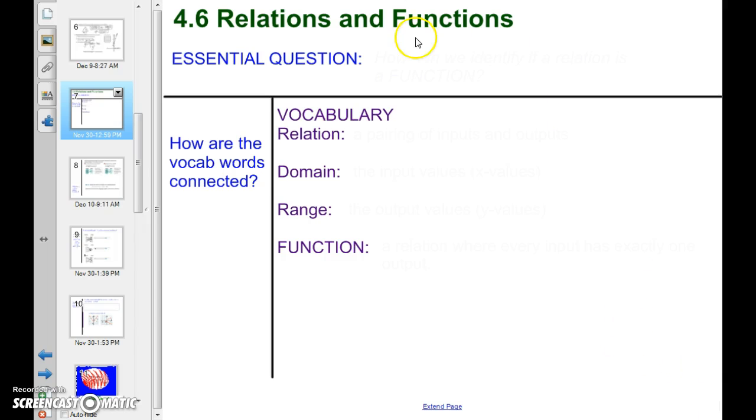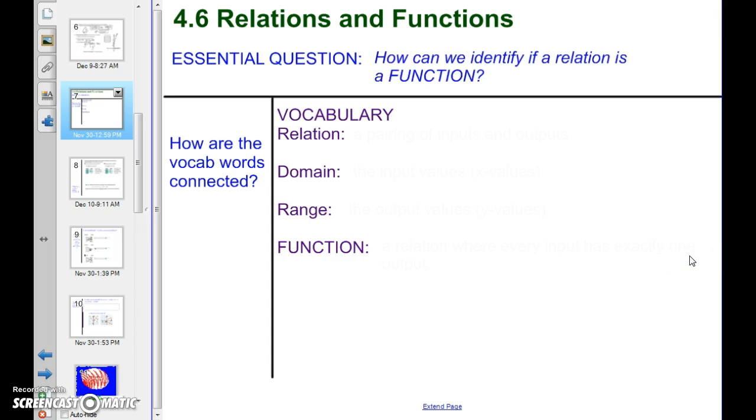So first thing, essential question, I think it was already written there for you. How can we identify if a relationship is a function? So that's something that we have talked about a little bit. A function just means for each input there is one output. So there's some vocabulary words in there that we need to know.